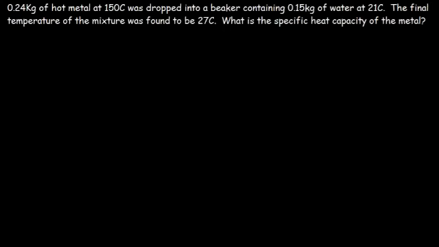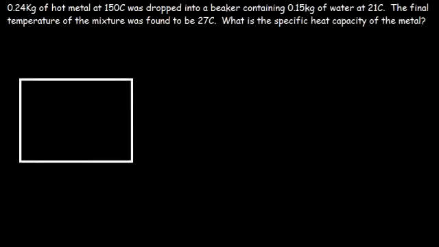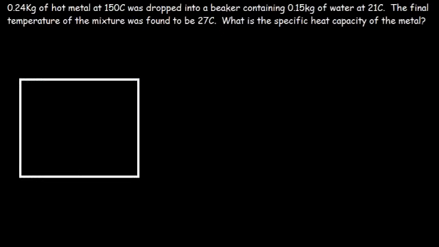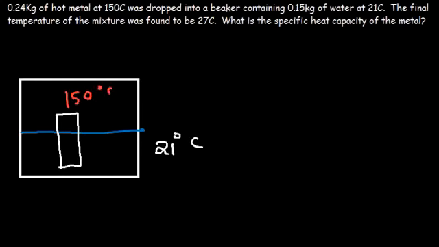Now let's try a calorimetry based problem. Let's say we have a beaker and it contains water, and the temperature of the water is initially at 21 degrees Celsius. We're going to drop in a piece of metal, which is initially at a very high temperature of 150 degrees Celsius. So what's going to happen?